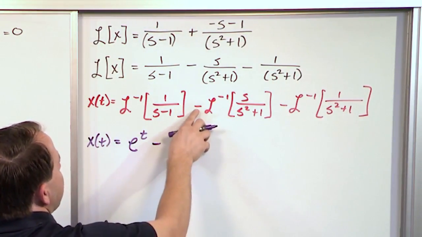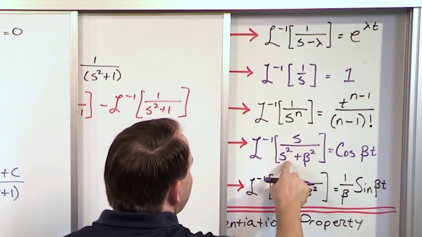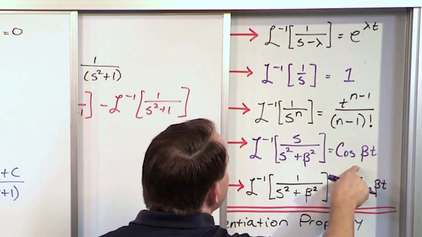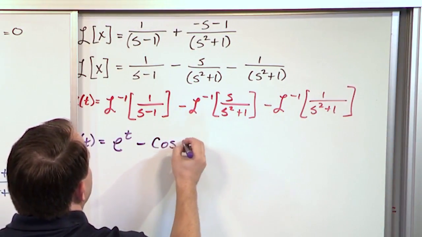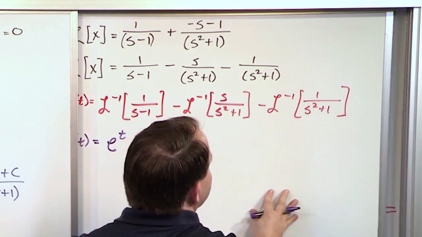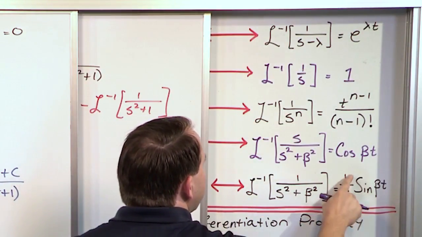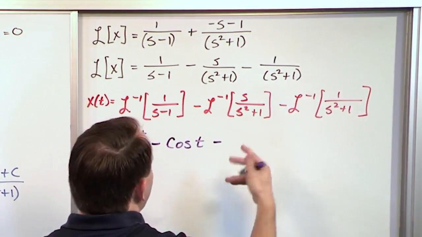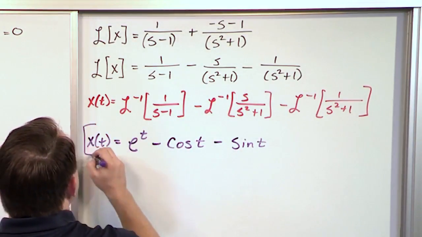The minus sign comes from here, and then we look for s over s squared plus 1. We see s over s squared plus 1, now beta must equal 1. So if beta is 1, then this inverts to cosine of 1 times t, which is just cosine t. All right? And then finally we have a minus sign here. This one is 1 over s squared plus 1, beta must be 1, so we have 1 over 1 sine of 1t. So what we get is 1 over 1 is 1, and we have sine of 1 times t. This is the final answer.